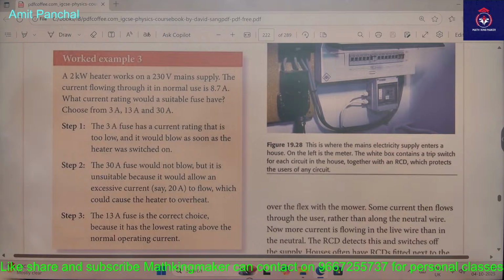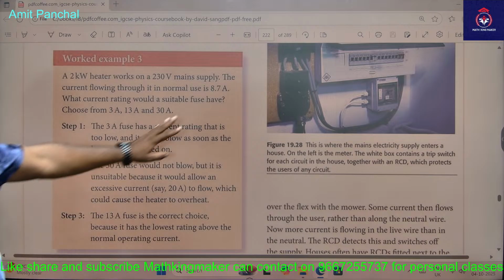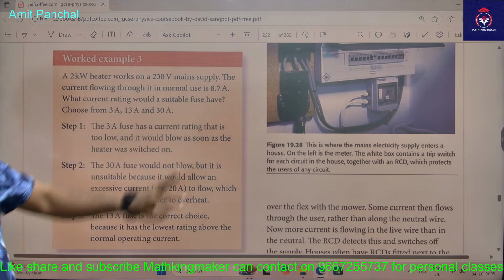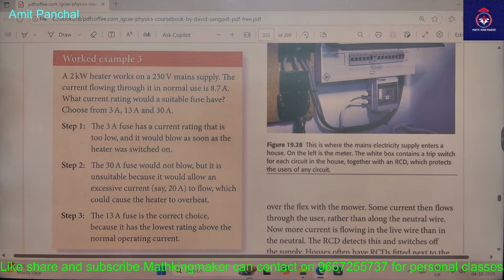So a 2 kW heater works on a 230 volt mains supply. The current flowing through it in normal use is 8.7 amperes. So normally the current drawn is 8.7 amps. What current rating would a suitable fuse have? Choose from 3 amps, 13 amps, 30 amps. What would you choose?